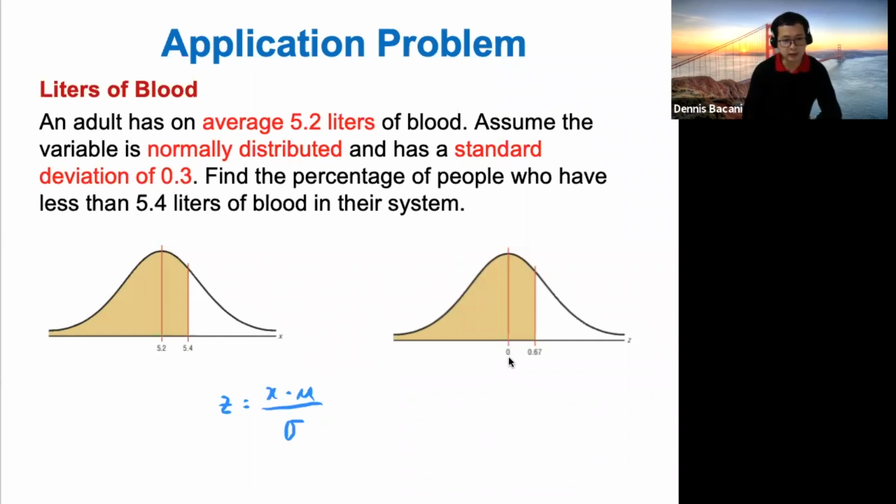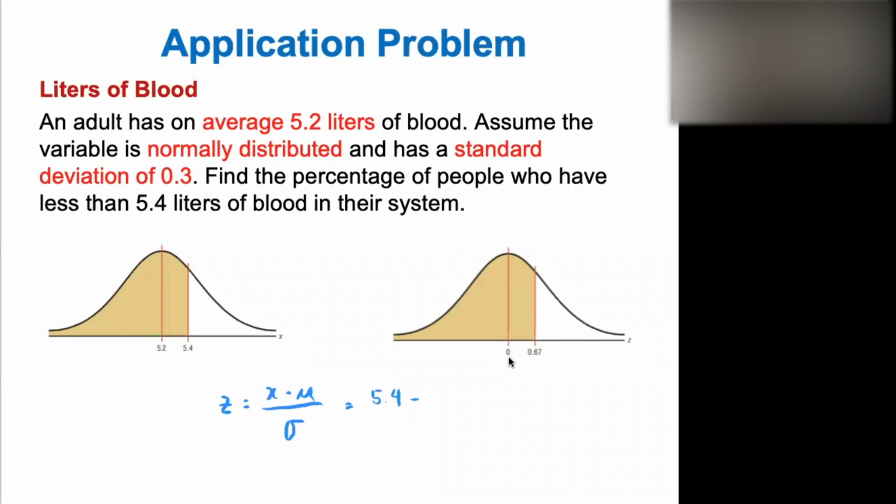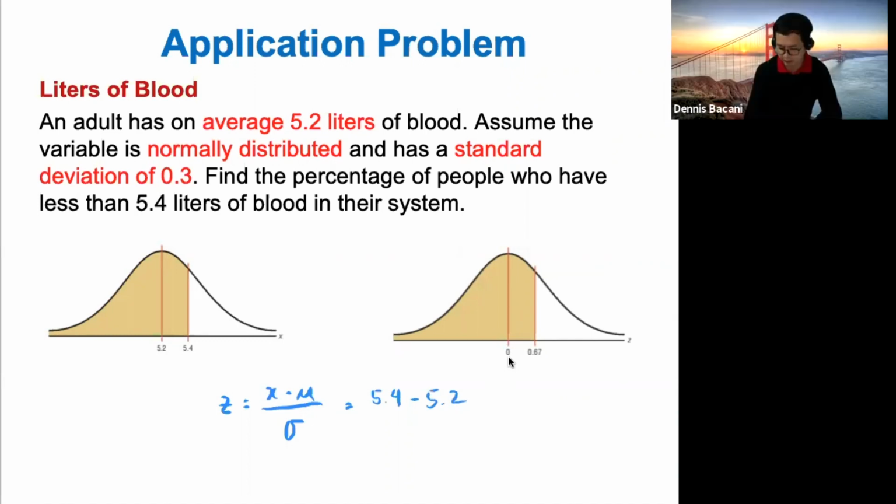So all you need to find here is the corresponding z value for x equal to 5.4. So this is equal to 5.4 minus mu, which in this case is equal to 5.2, and then all over 0.3. Okay. And that is 0.2 over 0.3, so that is approximately equal to 0.67.